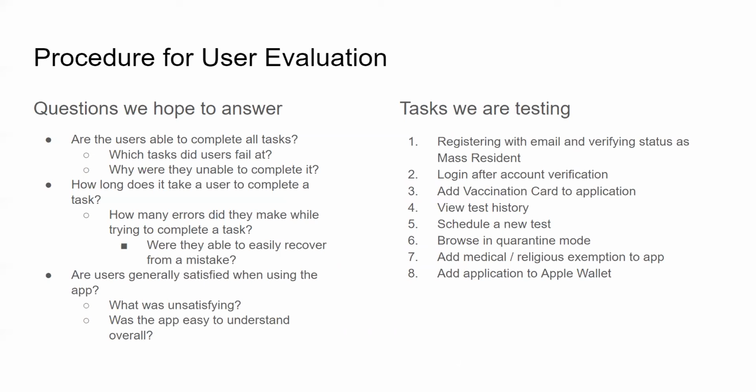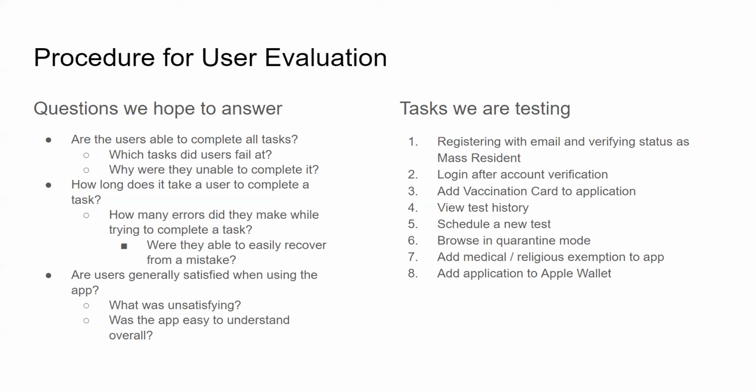And the next question is, how long does it take a user to complete a task? How many errors did they make while trying to complete a task? And were they able to easily recover from a mistake they made while completing the task? The last question is, are users generally satisfied when using the app? What was unsatisfying? Was the app easy to understand overall? Next, Esme is going to talk about the tasks we are testing.